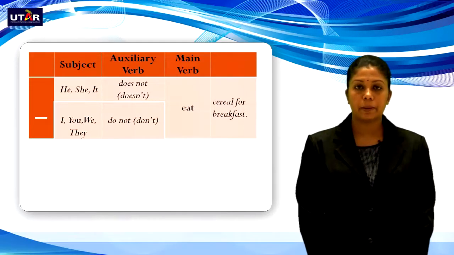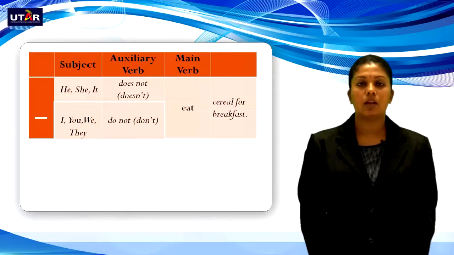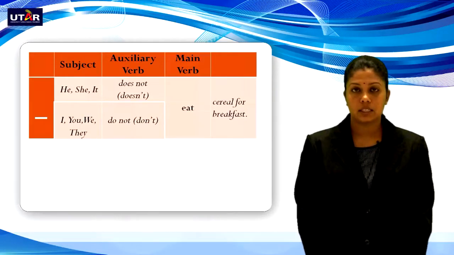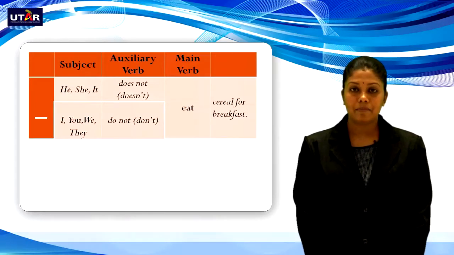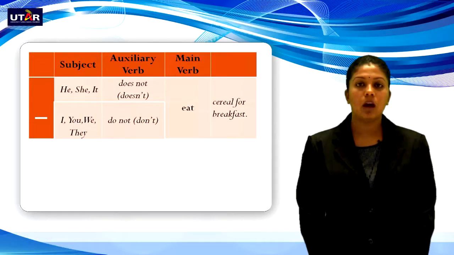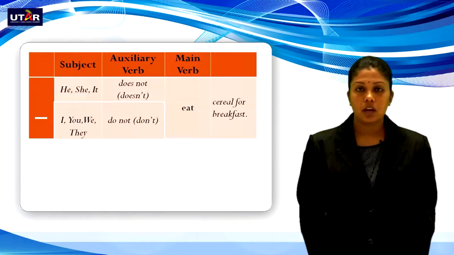For plural subject, I, you, we and they, we use do not. Again, when we use the auxiliary verb do not, the main verb should be in base form. So I, you, we and they do not eat cereal for breakfast.